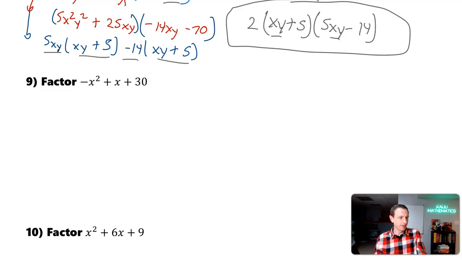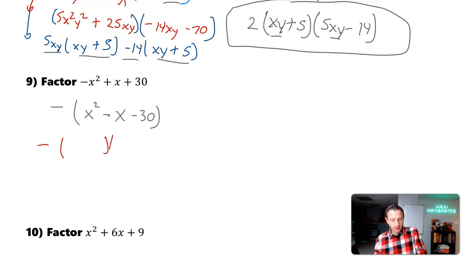Number 9, negative x squared plus x plus 30. So this looks like a pretty straightforward trinomial. The problem, though, is this is a negative. Since it's a leading negative, I have to factor out that leading negative. So I'm going to take out the negative. Then now I just have a trinomial in the form of x squared minus x minus 30, because I factored out a negative. That's a factor, so I have to take that out.